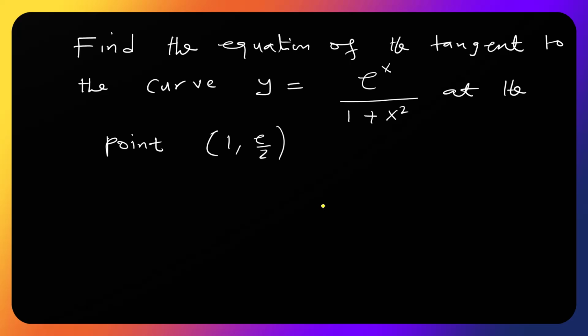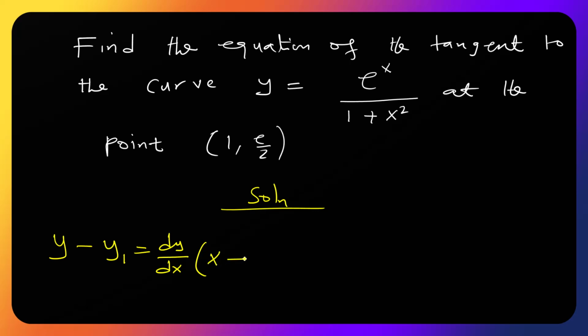Welcome to another video. All right, let's observe this question. We are to find the equation of the tangent to the curve at the point 1, e/2. Now, the equation of a tangent to a curve is simply y minus y1 equals the gradient function, dy/dx, times x minus x1.